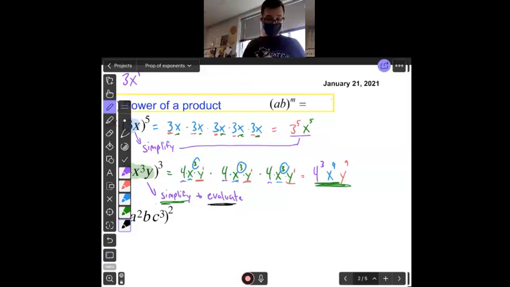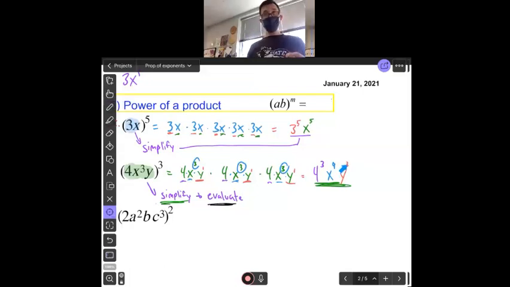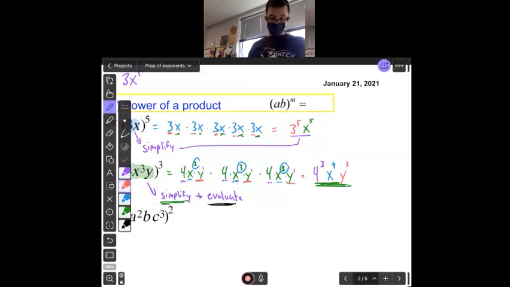Why did I write y to the 9th? Who let me do that? I should say y cubed. You guys are supposed to be on top of me, come on. I can't find the value of x to the 9th. I can't find the value of y cubed, but I can find the value of 4 to the 3rd. So the value here, 4 times 4 times 4, is 64.